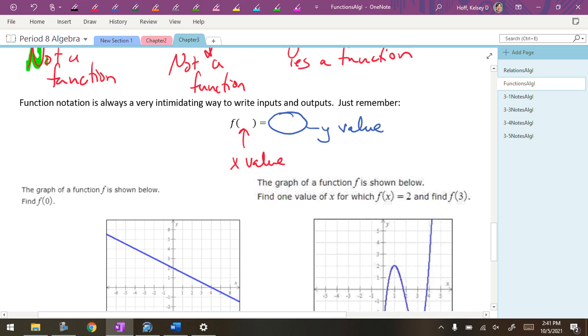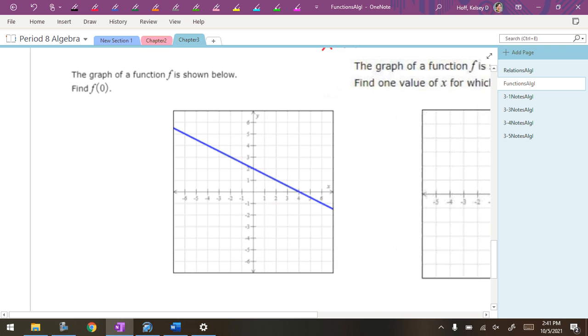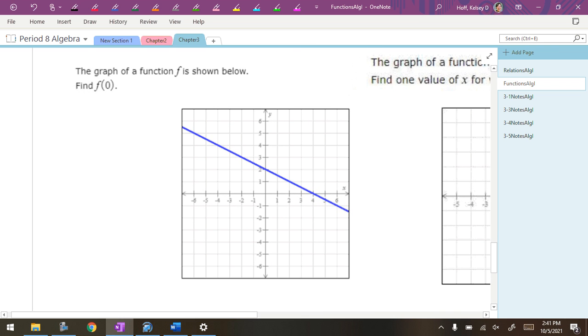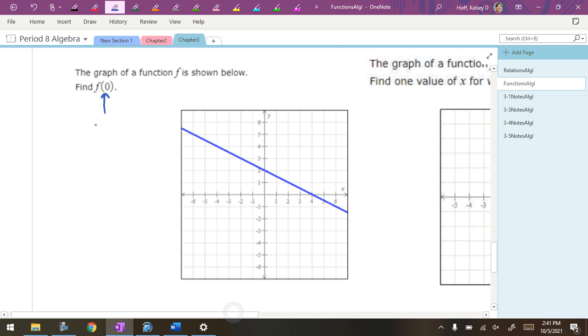So today they're going to give you graphs. Here's the graph of function f shown below. Function f is just a fancy way of saying, hey, here's a graph that we're labeling as f. It says find f of 0. Because 0 is inside the parenthesis, that really is our x value. They want to know what is f of 0. In other words, when x is 0, where's your graph?